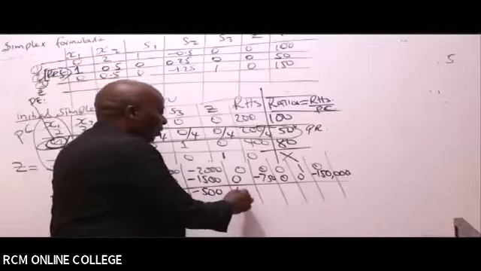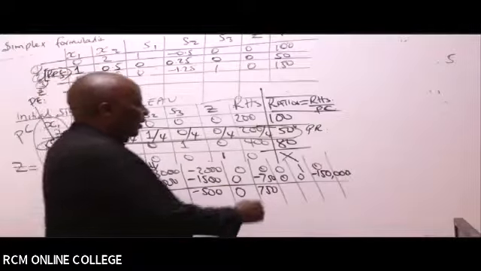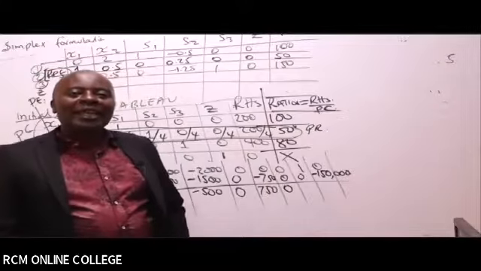So this gives you 0. This gives you 750, 750, 750. This gives me 0.